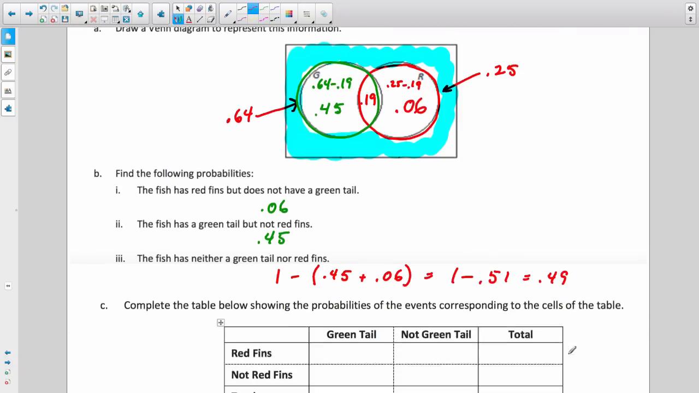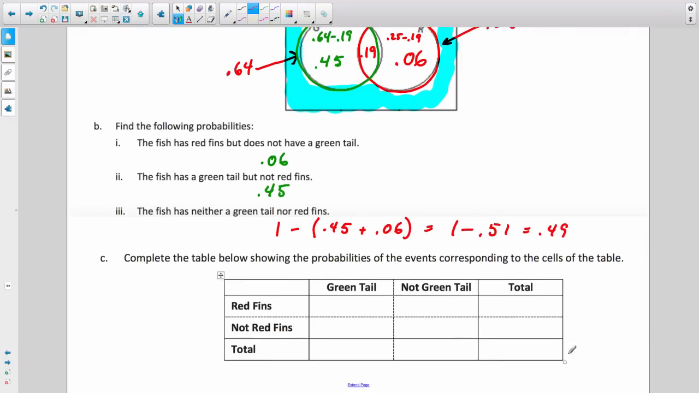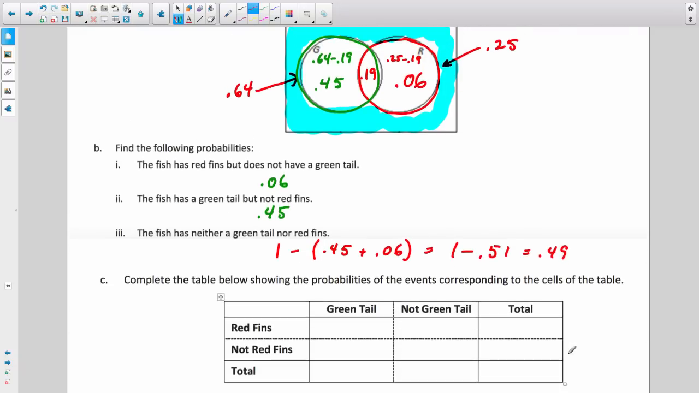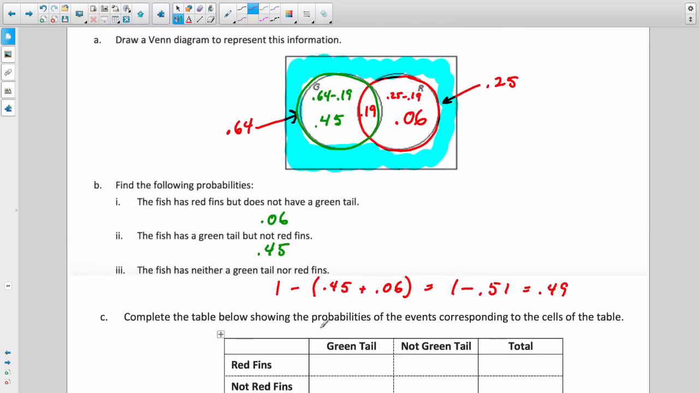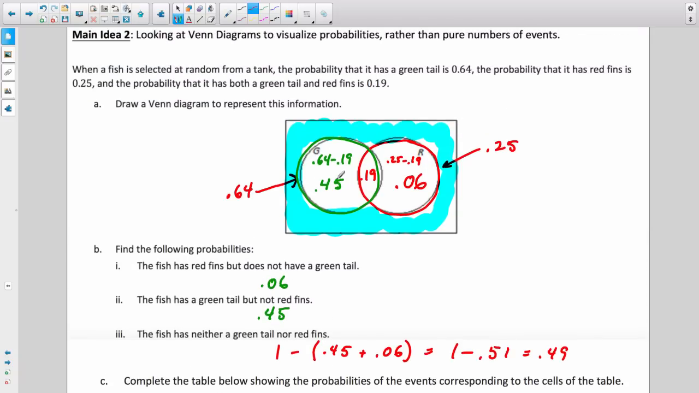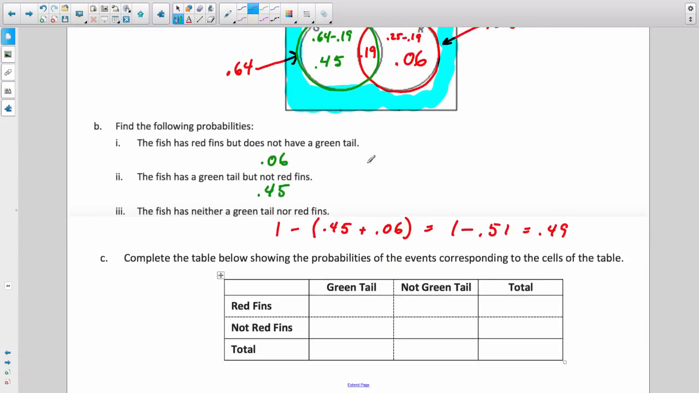So the last thing I'd like to do with you is just complete a table based on this, because the next video that you watch will have tables like these. They're called two-way tables. Let's just take a look at our probabilities and fill them in. So the intersection of these two cells right here, green tails, red fins. Where do we see that? Green tails over on the left, red fins on the right. Where are they matching? Where do they intersect? 0.19.